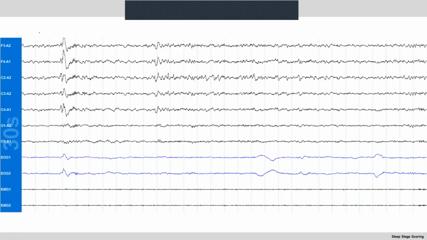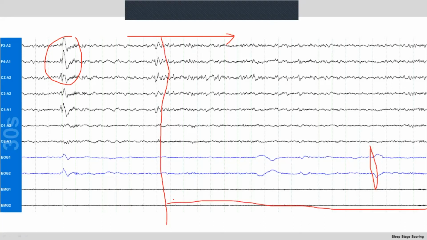Again, you can see only K complex is present, but a transition is happening. You can see rapid eye movements started appearing properly. So this is how non-REM is going to stage R. And what stage this is, we will discuss later on. Since this small K complex is disappearing here, and this epoch is mostly covered by REM, this is actually R stage.